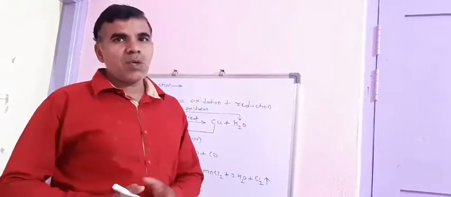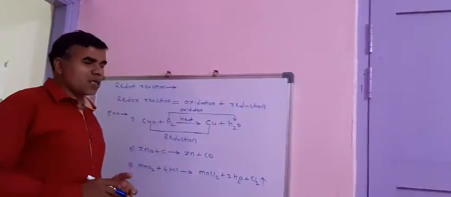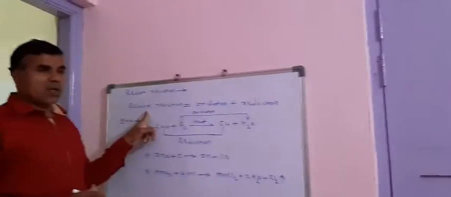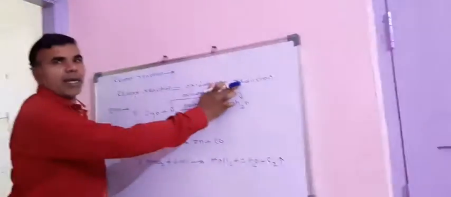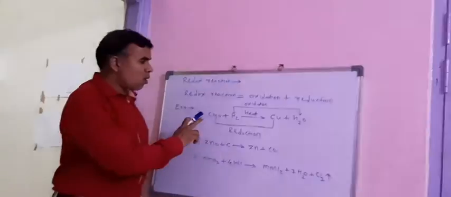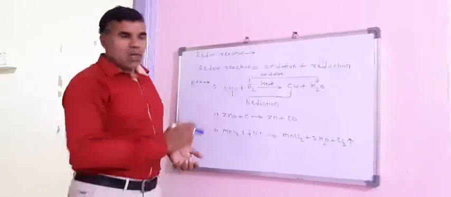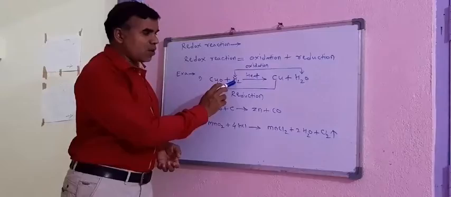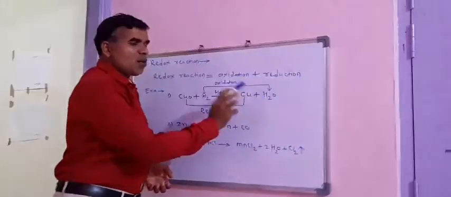Some examples we have given on the blackboard. First example of a redox reaction, look at this. A redox reaction is oxidation plus reduction. When oxidation and reduction take place simultaneously, the reactions are called redox reactions. Example: copper oxide reacted with hydrogen. Look at this. Copper oxide reacted with hydrogen, heat is given, then we get copper and water.